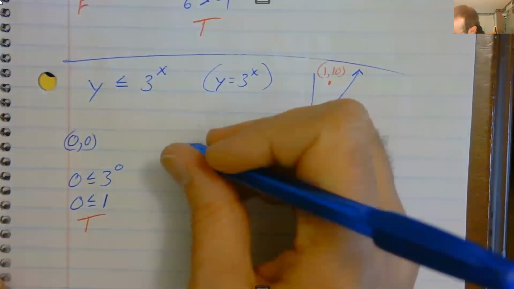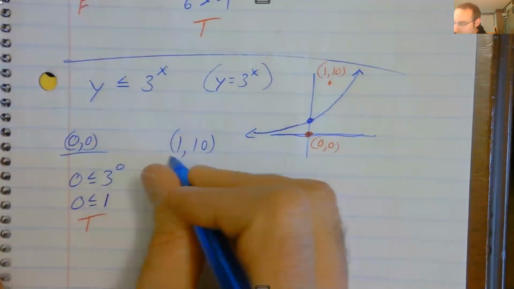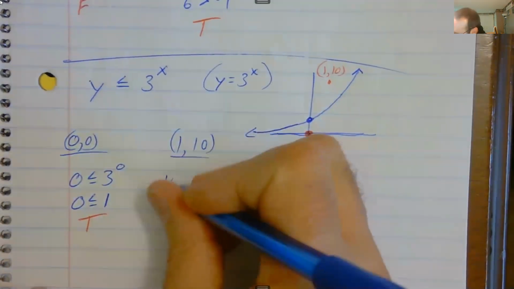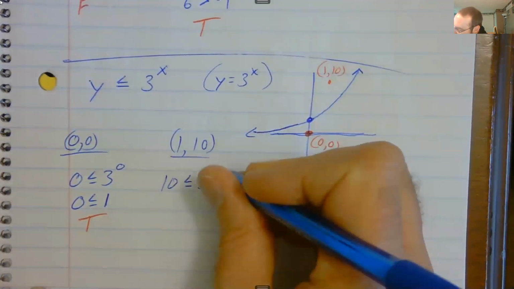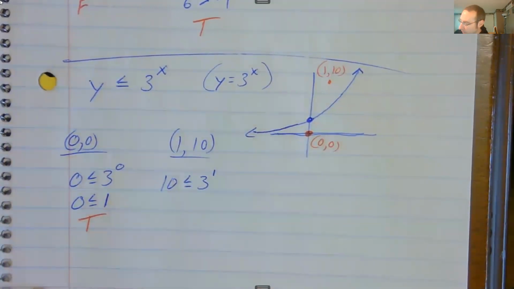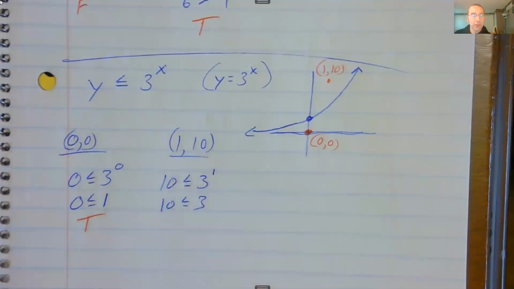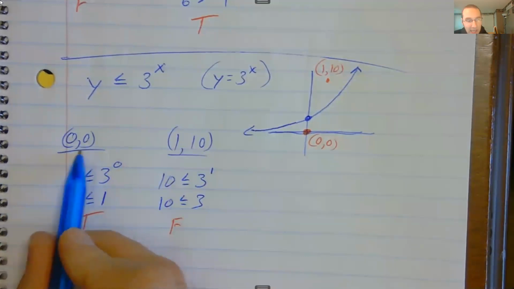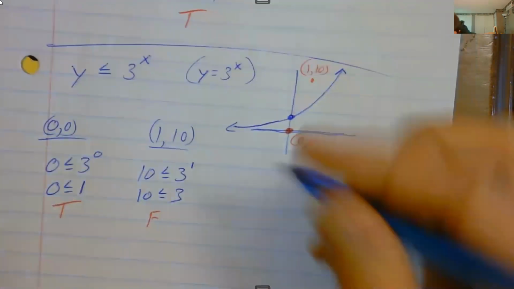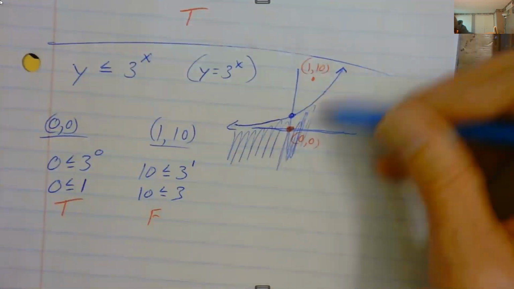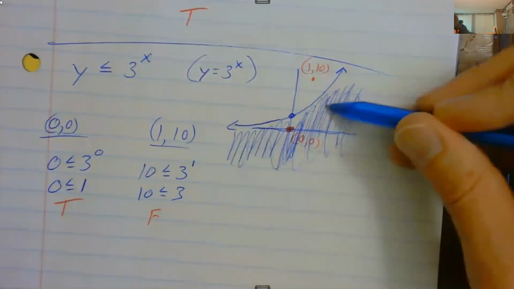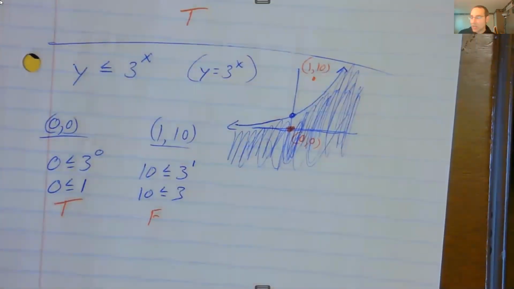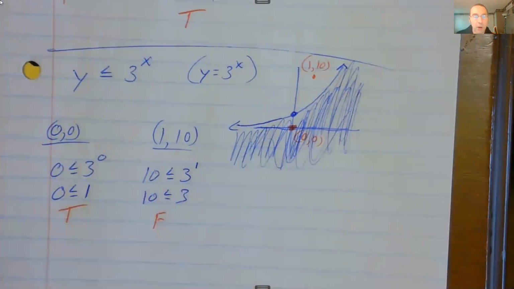All right. Let's try 1, 10 and see what happens. So when I plug in 10 for y, 10 is less than or equal to 3 to the first power. x is equal to 1. So is 10 less than or equal to 3? Nope. That's not true. And so I've just found I do not shade on the side with 1, 10. I'm going to shade on the side with 0, 0. And so everything below this gets shaded in. Everything below the curve gets shaded in. This curve continues moving on forever and ever in both directions. We are just showing a part of it.